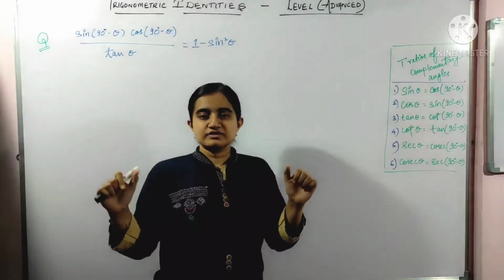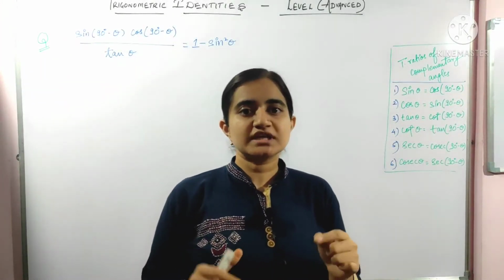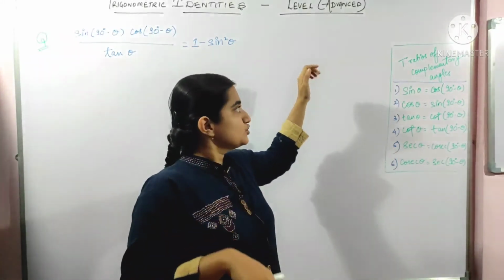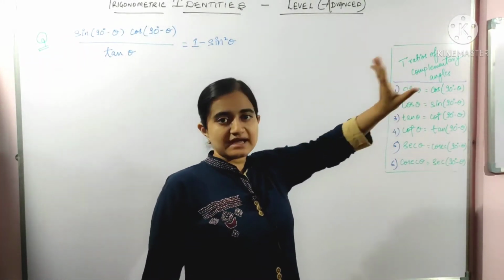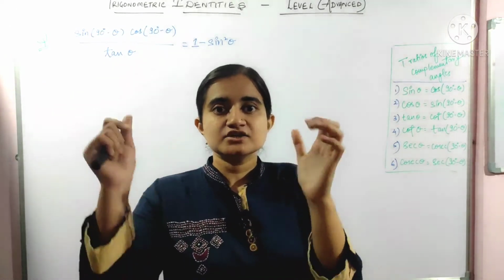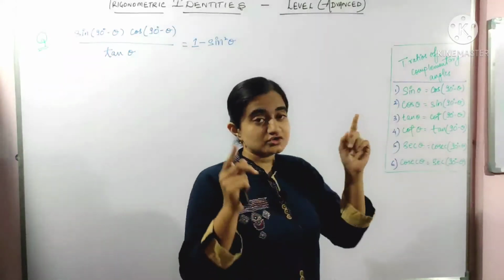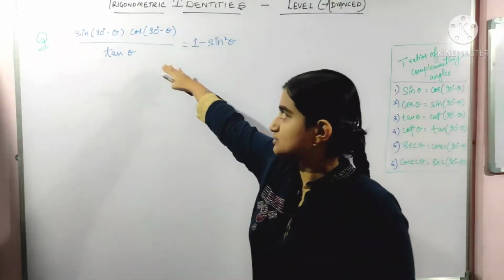Okay, students, we will now move on to our next type of question, and in this type of questions, we will be discussing questions related to trigonometric ratios of complementary angles. Yes, identities joined with complementary angles of trigonometric ratios. And when these two things come together, questions like these are formed.